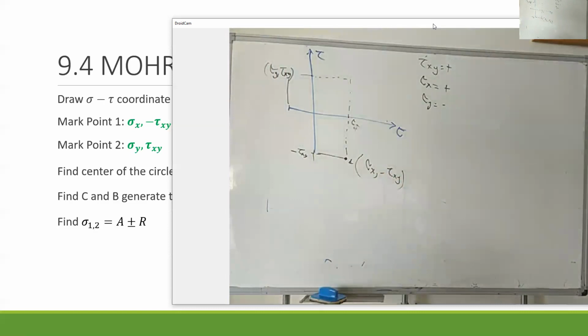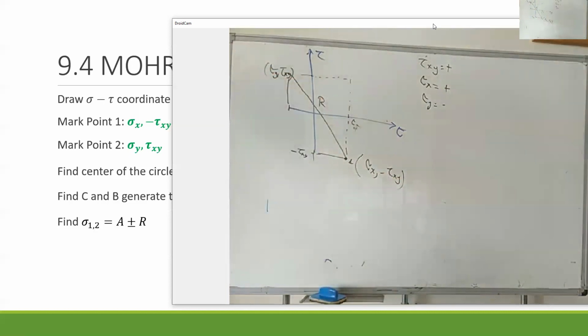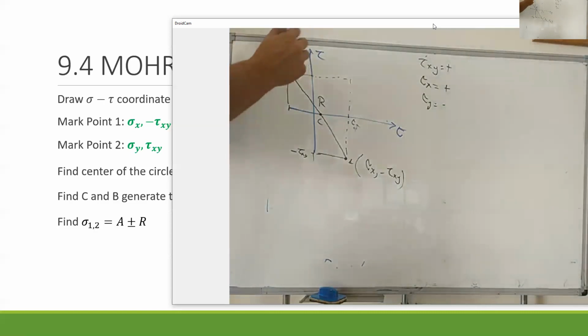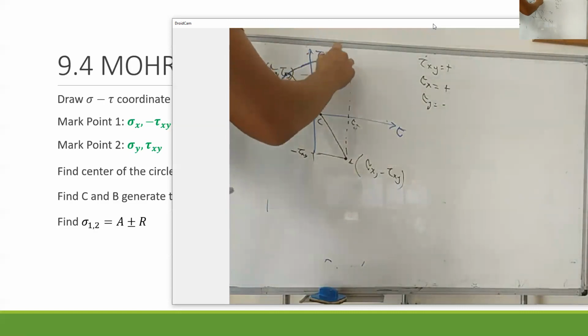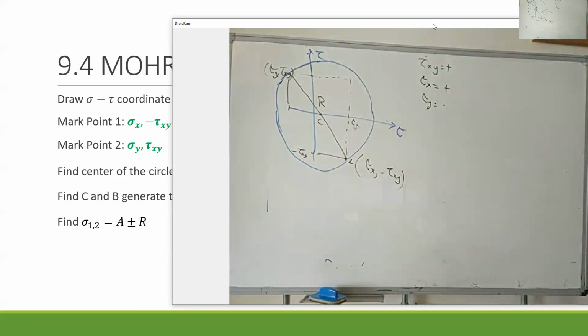Okay, and I merge these two points with a line. This line represents the diameter of the circle. This point is the center of our circle. Now I can draw a circle. I'm not good at drawing circles. Hopefully I can draw. Yeah. Yes, very well. So after drawing the circle, the calculation is very easy.